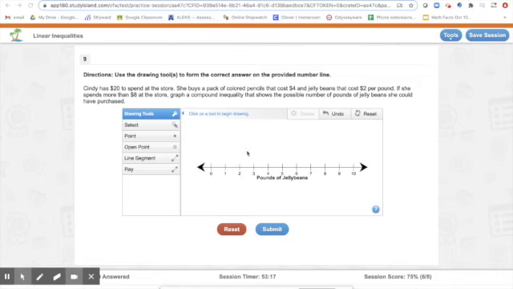All right, this next problem. Cindy has $20 to spend at the store. She buys a pack of colored pencils that cost $4 and jelly beans that cost $2 per pound. She spends more than $8. So what she spends: she bought $4 worth of pencils, plus she's buying jelly beans at $2 a pound there. And she cannot spend any more than $20.